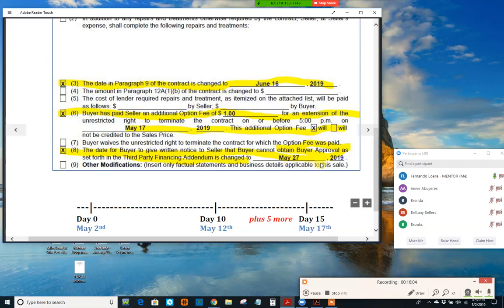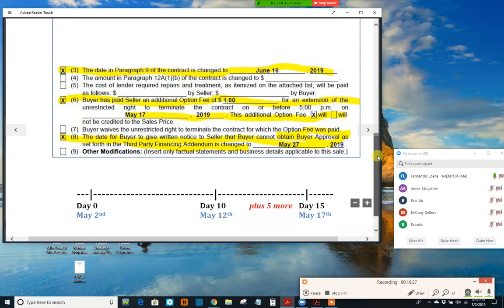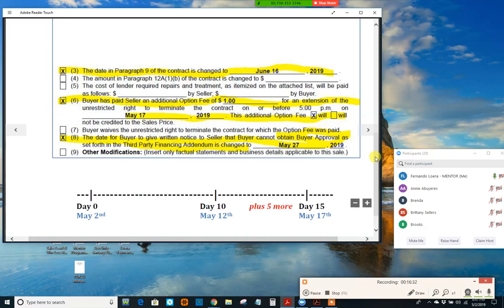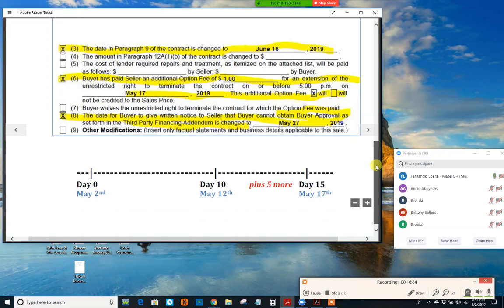Now, the lenders don't work on the weekends. Some of them do, but some of them don't. And so there, you're going to have to make a judgment. Like if you say May 27th and it falls on a Sunday, well, guess what? The lender doesn't work that day. So go ahead and put May 28th, for example, if that's a Monday, just to give the lender a chance to work during their business hours. As realtors, we work through calendar days, and lenders work through business days. Okay.